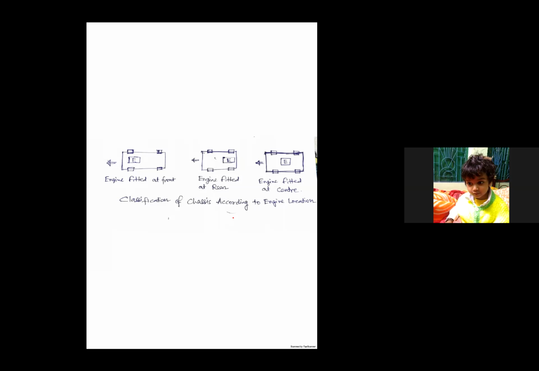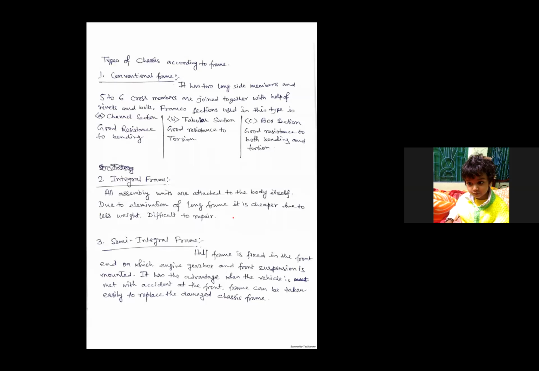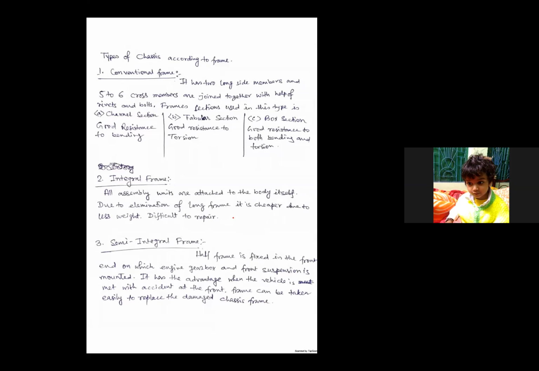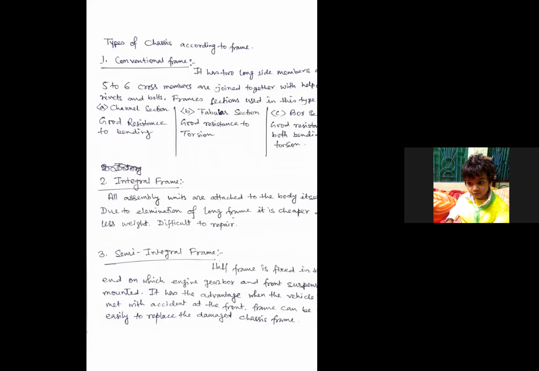Now, chassis frame. So according to the chassis frame, now the types of chassis according to the chassis frame, there are three types. Number one, conventional frame. Number two, integral frame. And number three is semi-integral frame.